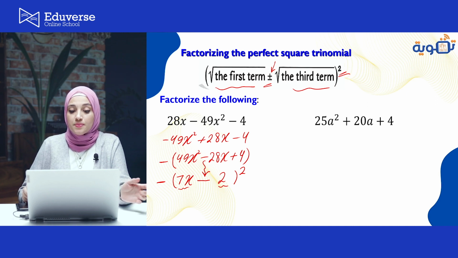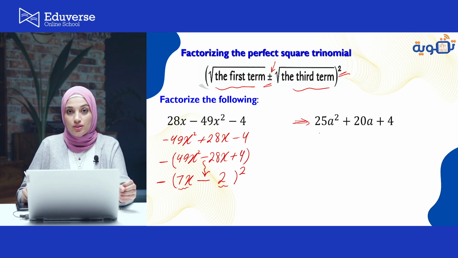Another exercise, I have 25a² plus 20a plus 4. How to factorize this one? First of all, don't forget to make sure it's already arranged. They are in order, power 2, power 1, power 0 here. Then get the square root of the first one. So square root here is 5a. Square root of the third one, it's 2.